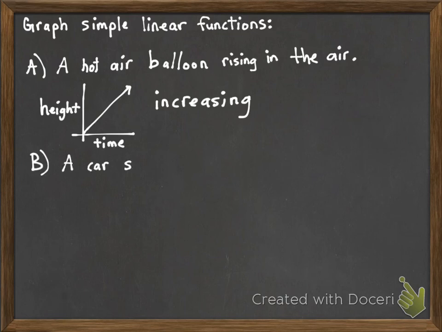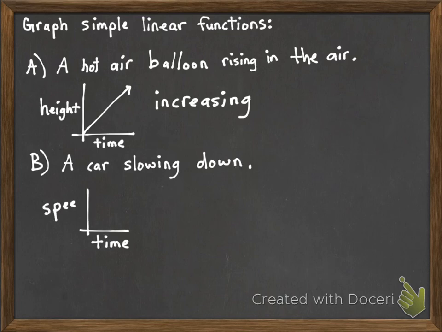The second situation is a car that's slowing down. So if we graph the speed over time, since it's slowing down, we would have a line going downwards as it's decreasing the speed.